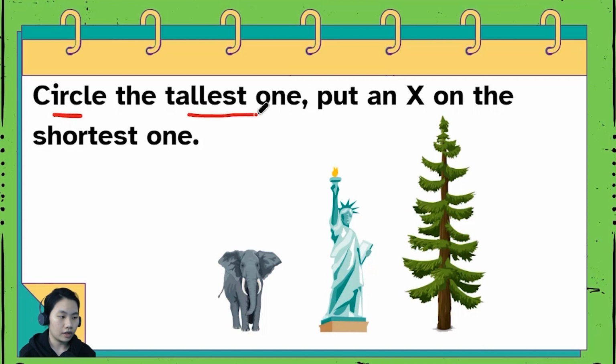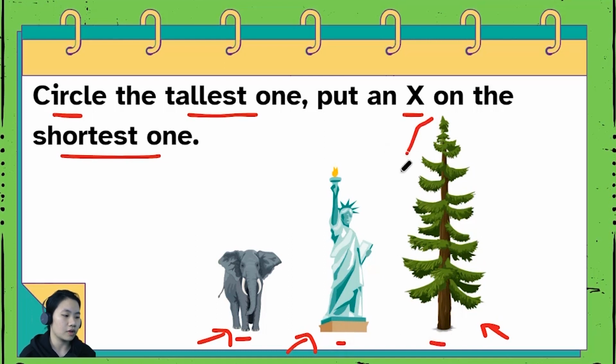Circle the tallest one, put an X on the shortest one, okay? We have 3 objects. We have an elephant, we have the Statue of Liberty, and then a very big tree. So to you, which object is the tallest, right? Like the most tall? Is it the elephant? No. Is it the statue? No, it is the tree.